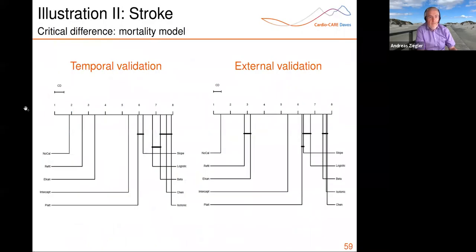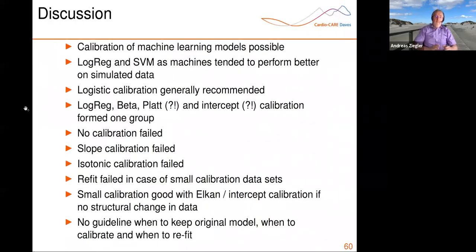And with this, I would say we are at the end of the presentation, now coming to the discussion. So in summary, calibration of machine learning models is possible with a whole bunch of different approaches. It seems that logistic regression and support vector machines as machines tend to perform better on our simulation data, on these 18 different simulation scenarios.